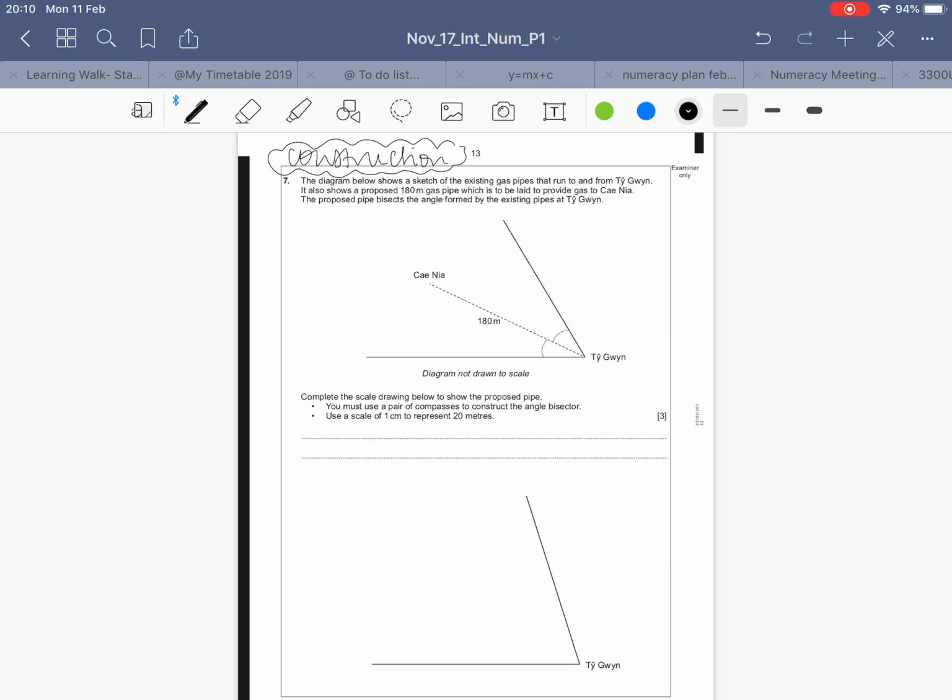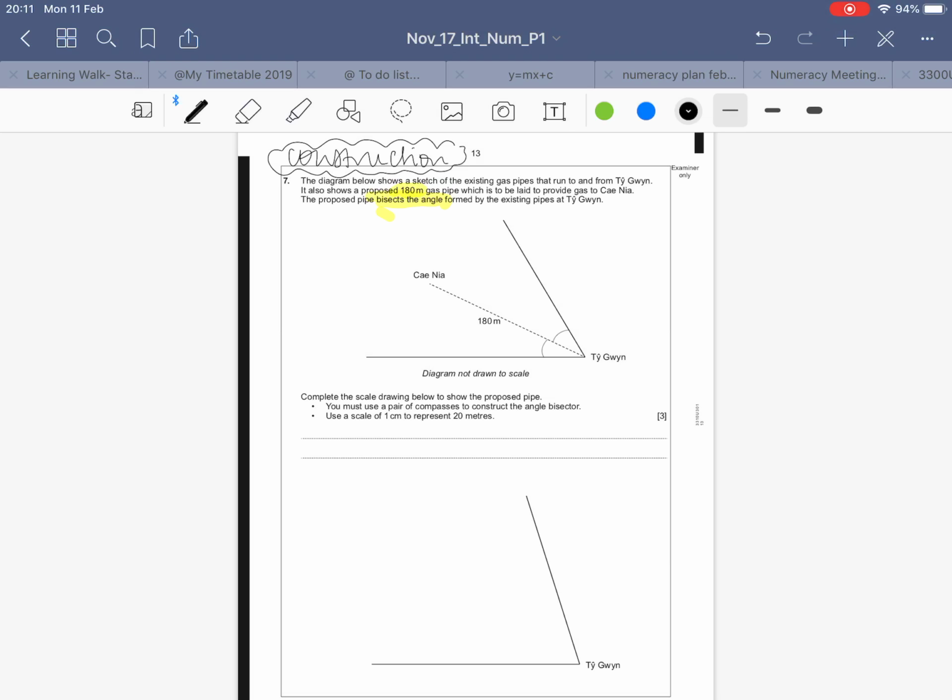The diagram below shows a sketch of the existing gas pipes that run to and from Teiglin. It also shows a proposed 180 metre gas pipe which is to be laid to provide gas to Caernia. And I'm just going to highlight that. The proposed pipe bisects the angle, mathematically that's a thing, formed by the existing pipes. So we have an angle bisector, and angle bisectors have 3 straightforward steps.